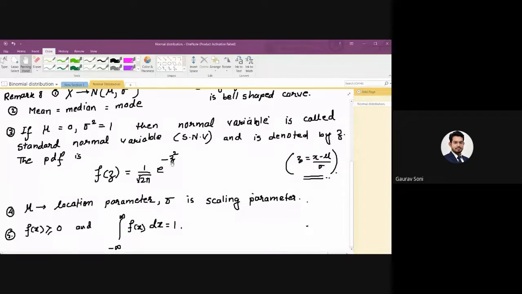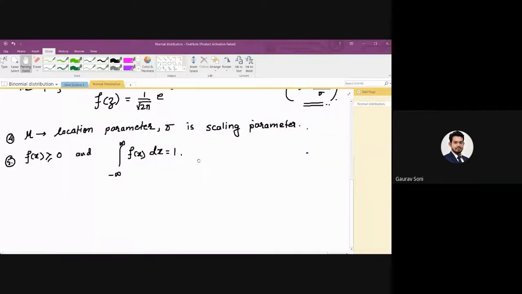So now, sixth remark. It is a bell-shaped curve. I'll talk in terms of the standard normal variable. What is a standard normal variable?